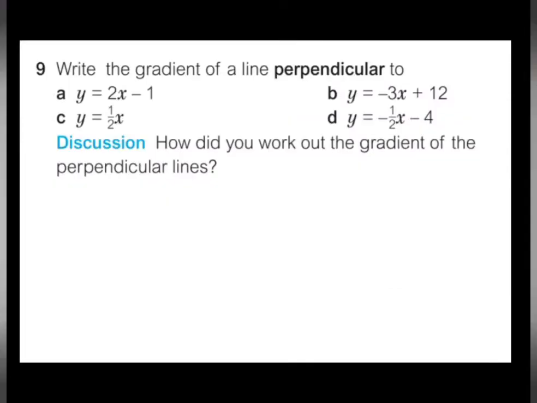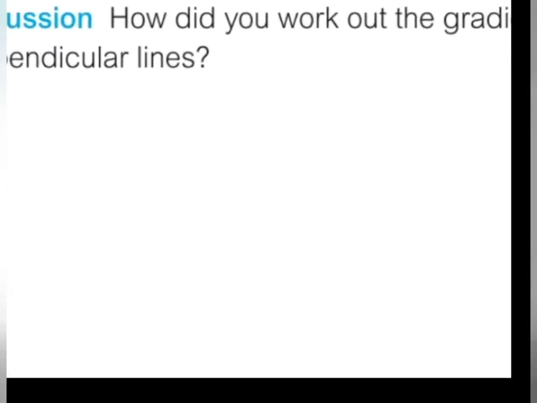Question 9. Write the gradient of a line perpendicular to these lines. Before we start, let me explain the meaning of the key point. Now we said if we have two lines and they are perpendicular, it means the product of their gradients, or multiplying of the gradients, equals negative 1. Now let me show you an example and we will understand it more.